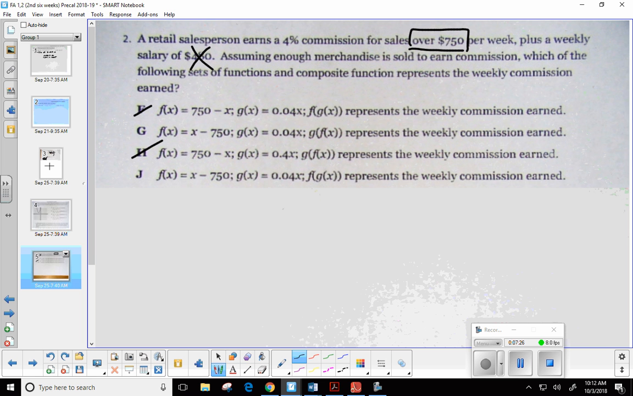Okay, so what's the only difference between G and J now? It's the composition, right? Okay, so F is where you're finding the amount of money over $750. G is where you're going to take that amount and multiply it by 4% to get your extra commission money, right? So what's going to make more sense? If I go ahead and find the difference first and then apply the percentage, or if I apply the percentage and then find the difference? You've got to find the difference because that's the amount you're going to take the percentage of. So it has to be G.